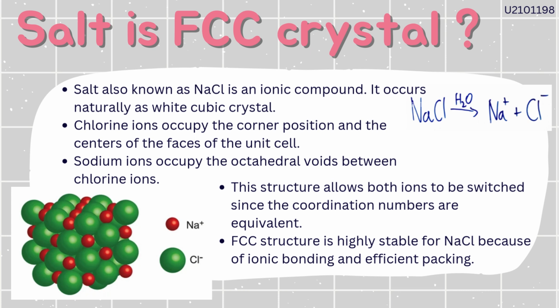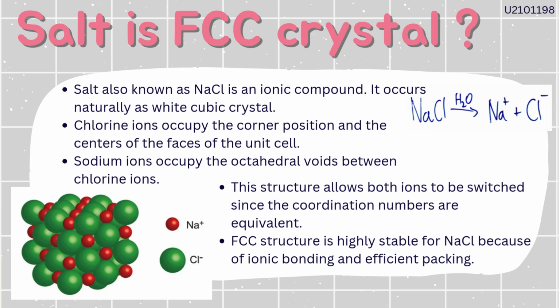Does salt have FCC crystal structure? The answer is yes, and we can see that in the picture below. Chlorine ions occupy the corner position and the center of the faces of the unit cell, while sodium ions occupy the octahedral voids between chlorine ions. Each sodium ion is surrounded by 6 chlorine ions and vice versa, creating a 3D arrangement that gives sodium chloride its solid crystalline form. This structure allows for both ions to be switched since the coordination numbers are equivalent.